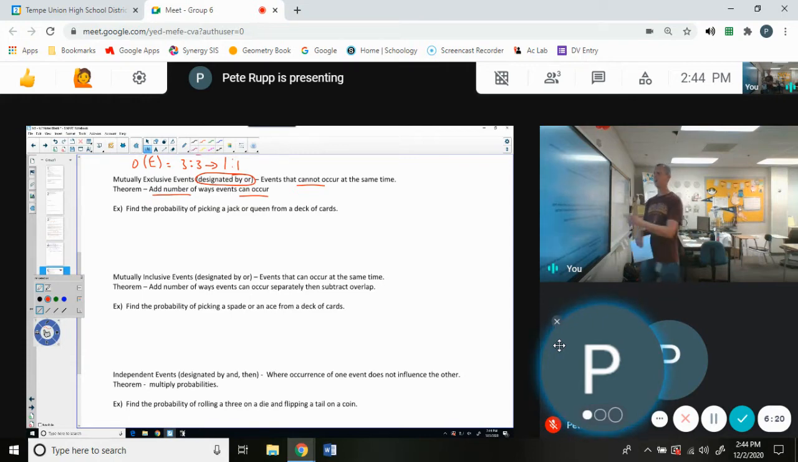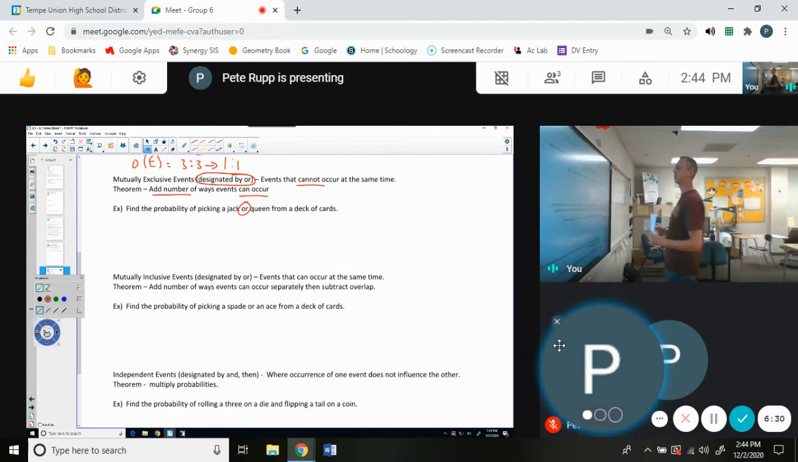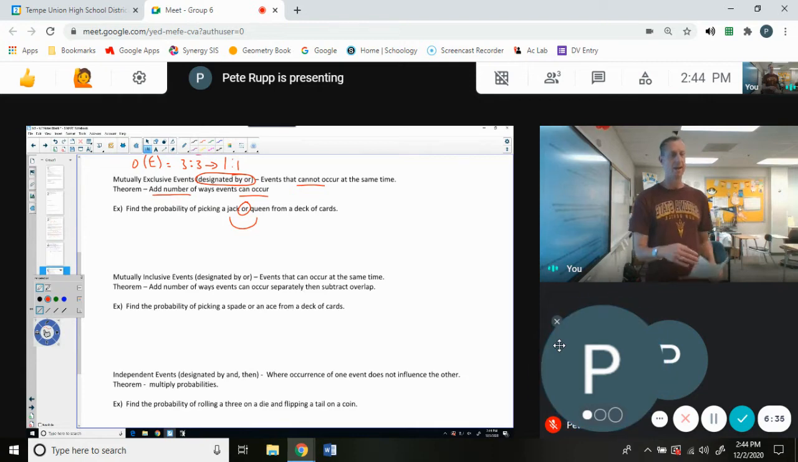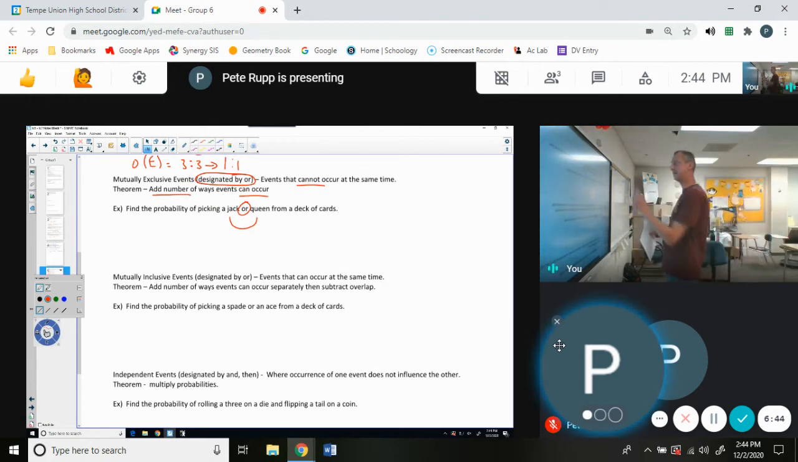So find the probability of picking a jack or a queen. First thing when I read this is I see that keyword "or." That indicates that this may be mutually exclusive. So then you have to ask yourself, well, can these two things happen at the same time? Can you have a jack that's a queen? And that's no. That's different than saying a red jack. Can a jack be red? Yes, there are two red jacks. Jack of diamonds and jack of hearts are red. But there is no jack that's a queen. So in order to do this, you want to find the probabilities of each, and you add the number of ways it happens, okay?